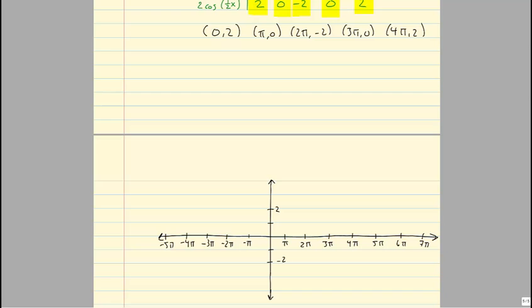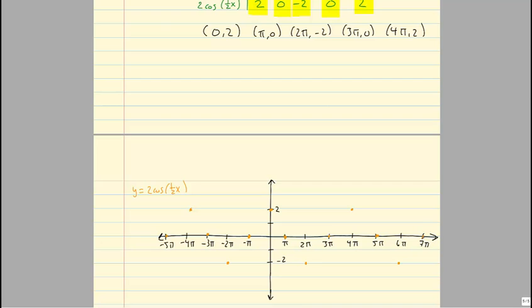Okay, so I'm going to use y equal to cosine 1/2 x in orange. So 0, 2, that would be this point right here. Pi, 0. So it's going to look like this bird shape, the bird wings or the flying bird. 2 pi, -2, 3 pi, 0, 4 pi, 2. And again, this pattern will continue on both in the positive and in the negative direction.